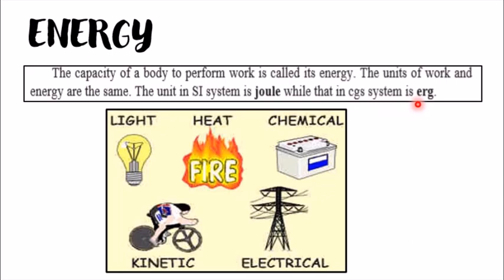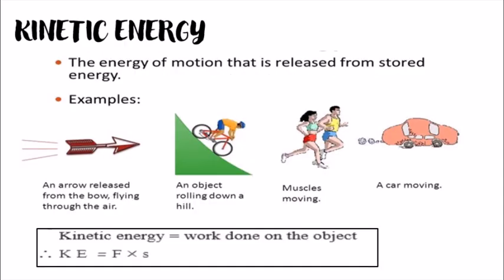Now energy can be of different types. It can be light energy, heat energy, chemical energy, kinetic energy, electrical energy, potential energy and so on. So energy can be of various types. Now here we are going to learn two types of energy, that is kinetic energy and potential energy. Let's first talk about kinetic energy.